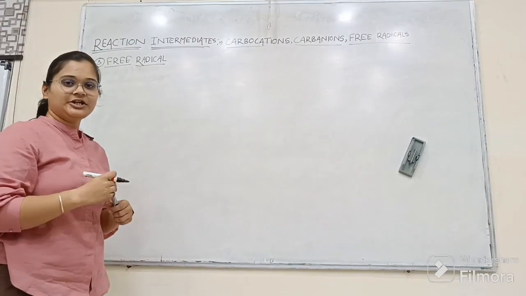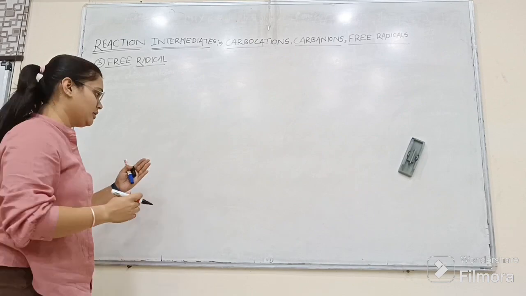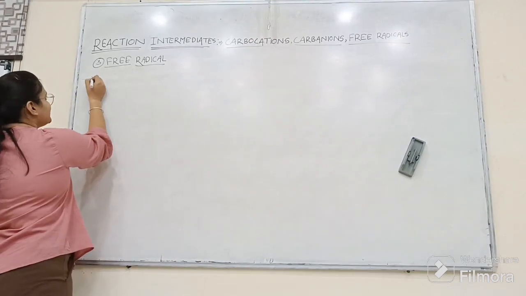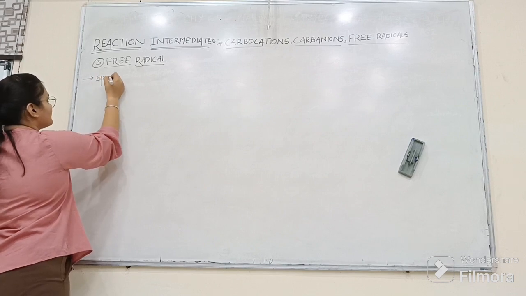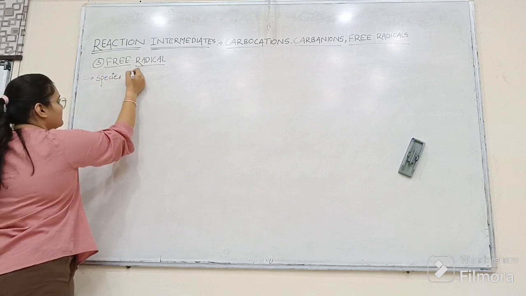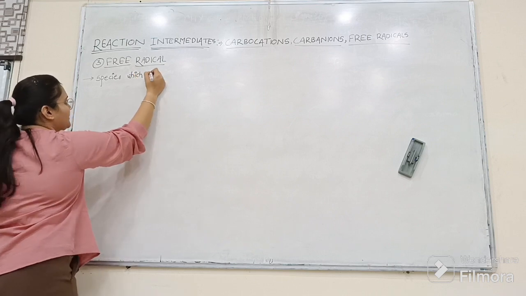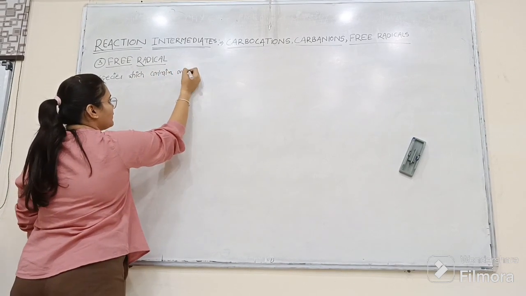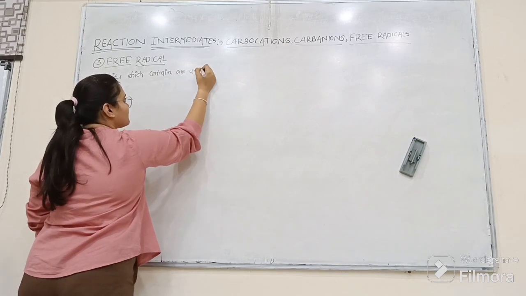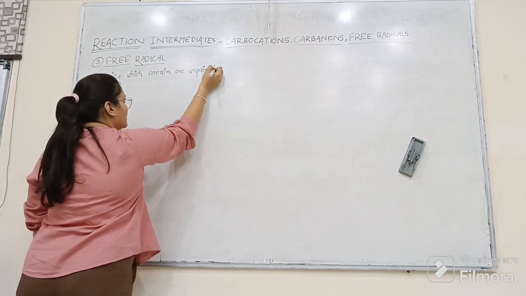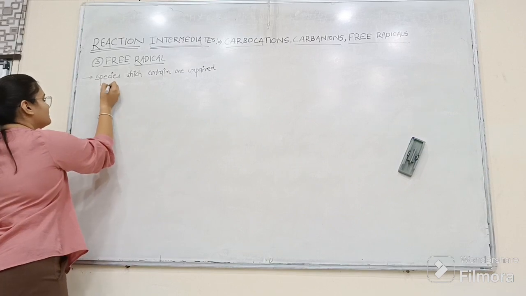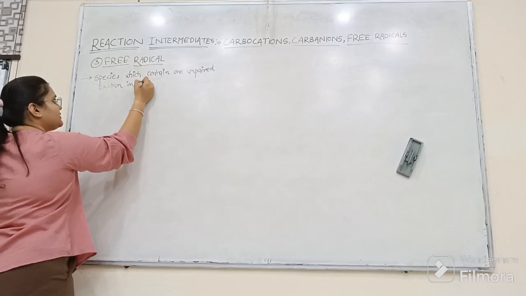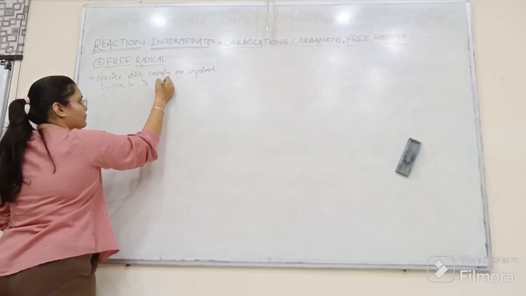Now towards the next reactive intermediate, and that is the free radical. Let's define what we mean by the free radical. A free radical is a species which contains one unpaired electron in its outermost shell.